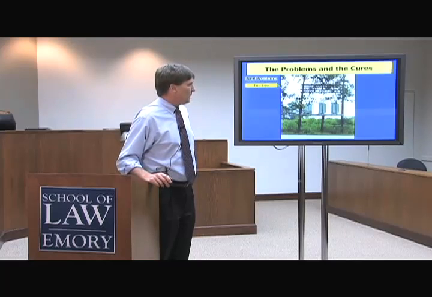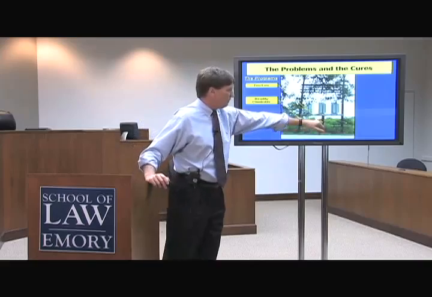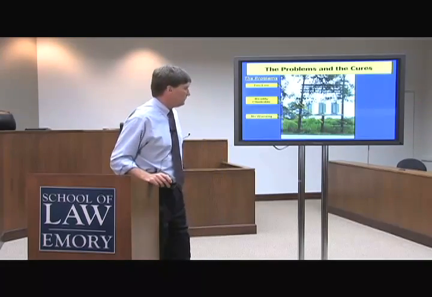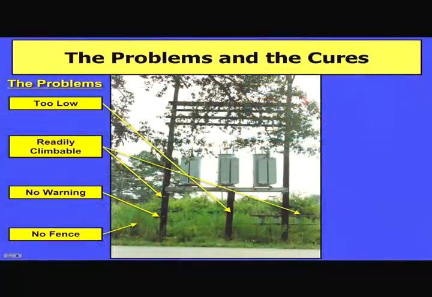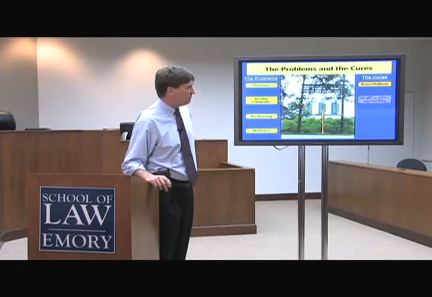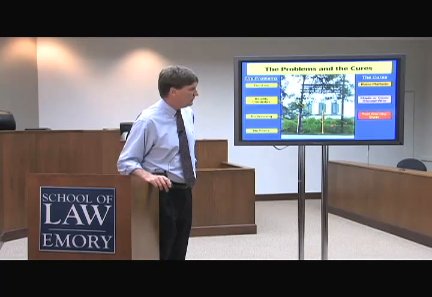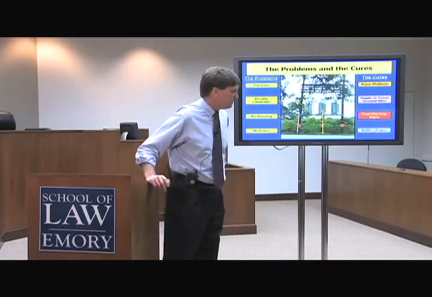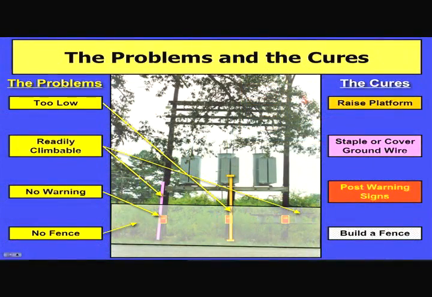First, it was too low to the ground, it was readily climbable in a variety of ways, there was no warning sign and no fence. And so the cures, says the plaintiff, are raise the platform, staple the ground wire, post warning signs, or build a fence. You can see from this animation that what we've got is a very clear and quick understanding of how the plaintiff says that this power station is negligently maintained.